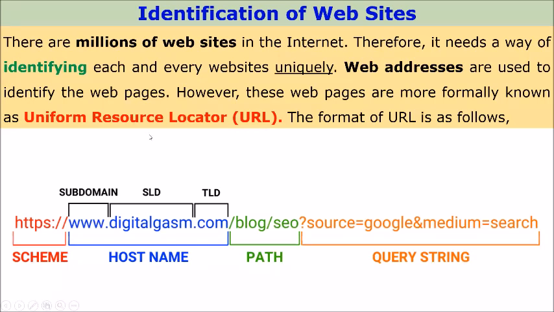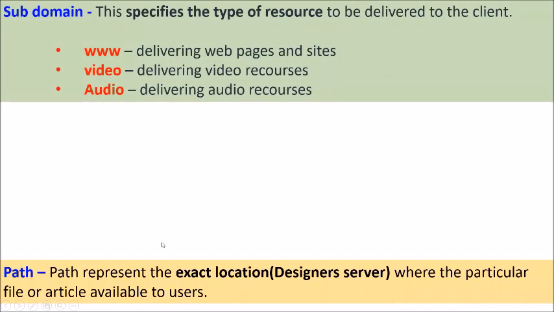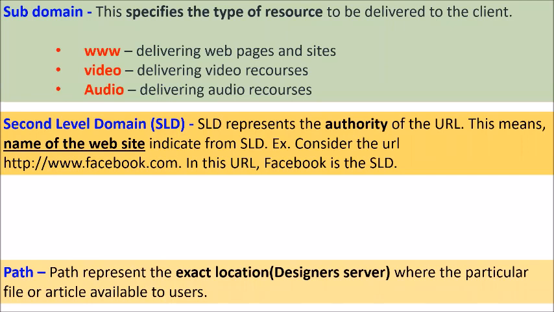Then look at the diagram again. After the subdomain, the second part is SLD, second level domain. That's the second part of the host name. Second level domain actually represents the authority of the URL. Who does this authority belong to? They use their own name for giving the authority. The second part of the host name, the second level domain, is used to give the authority of the URL or the name of the website.